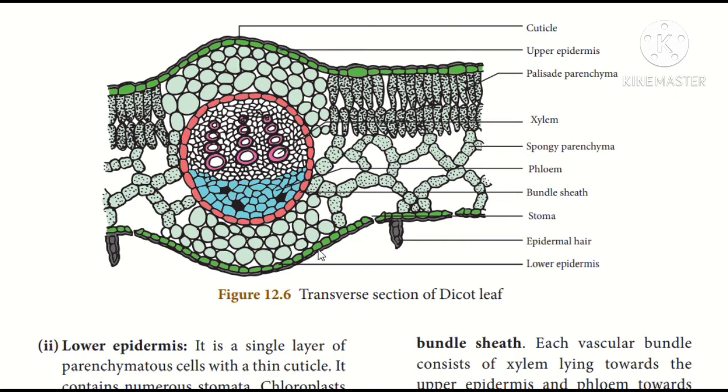And now coming to the lower epidermis. This lower epidermis is also a single layer, just like the upper epidermis, and it is made up of parenchymatous cells. This also consists of a cuticle which is thin in nature. It contains numerous stomata. There are two differences you have to make a note of.